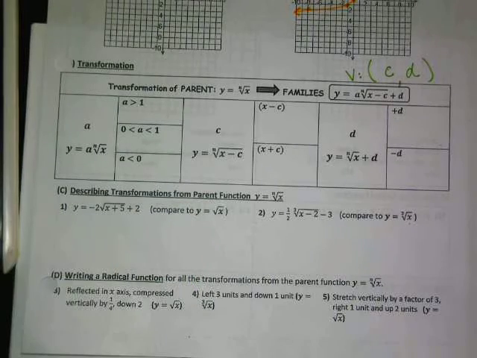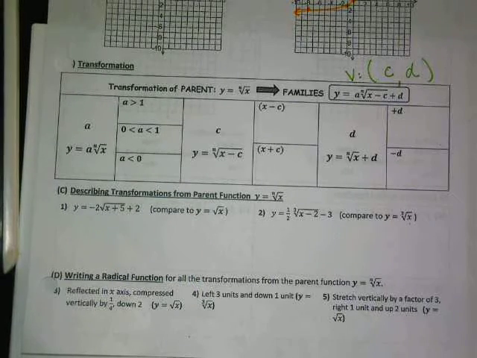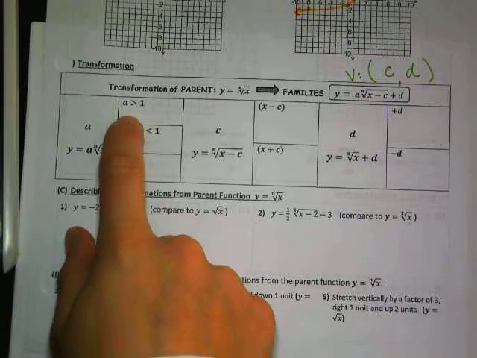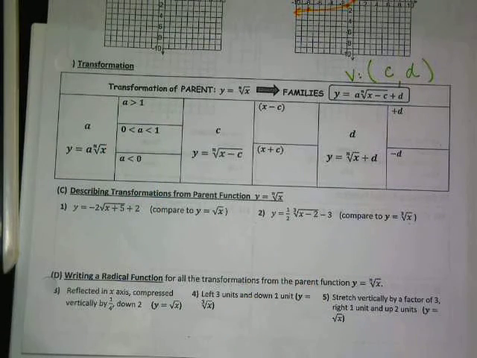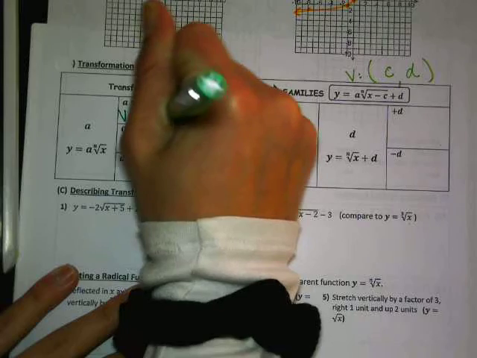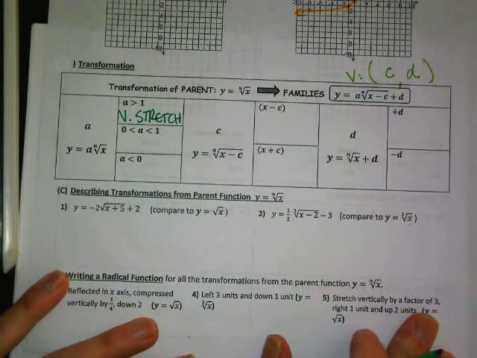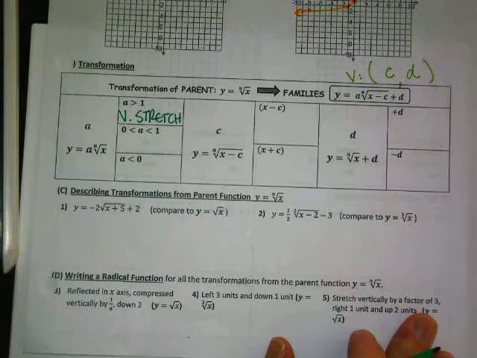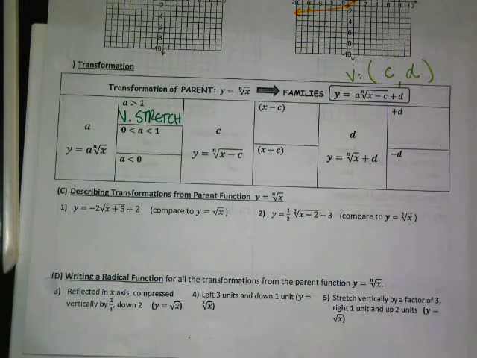All right, so we're going to talk about the A, the C, and the D. Once again, we're not going to worry about the B value here in front of the X. So, if A is bigger than 1, do you remember what it's called? Very good, a stretch. So if A is bigger than 1, we are going to have a vertical stretch. How do you know if it's vertical? If it's outside, it's vertical. So the A will always be vertical. Isn't a vertical stretch the same thing as a horizontal? Yeah. So if it's less than 1, it's a compression. If it's bigger than 1, it's a stretch.